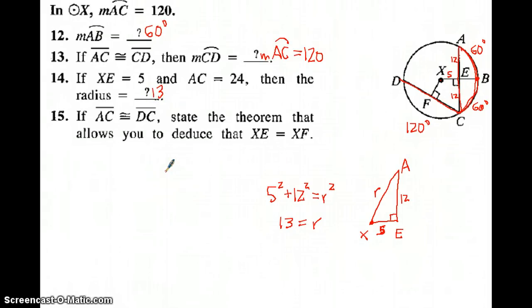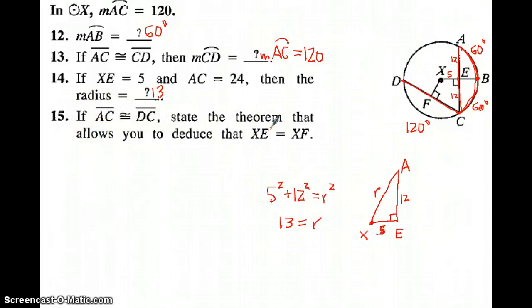All right, if AC equals DC, hard rock joke right there. There should be a lightning bolt here. All right, state the theorem that allows you to deduce that XE is congruent to XF. All right, AC, pause. Someone just walked in my room. All right, I don't know if you heard that or not, but yes, one of your geometry student comrades barged in right there in the middle of my video. First time that's ever happened. That's kind of cool. All right, AC/DC was the thing going on there.